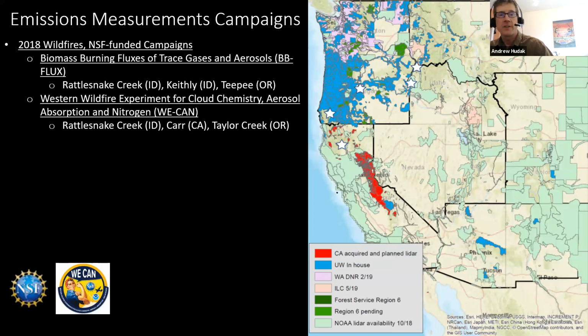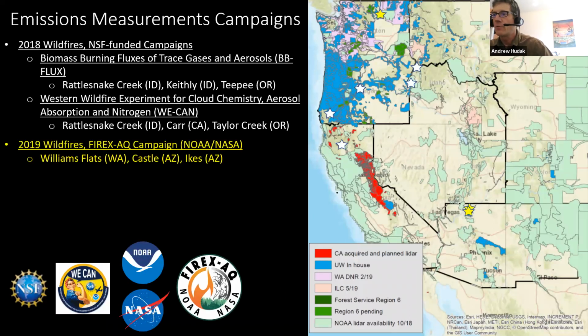But it was an active fire year. And as we hoped, quite a few fires actually burned through areas with existing lidar coverage. And that's the ones that are indicated by the white stars, those that were flown, where the smoke plumes were flown on at least one day, and where we went on the ground and did some on-site fuel measurements.